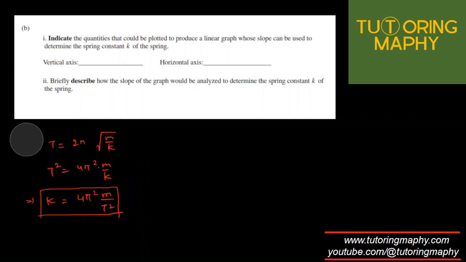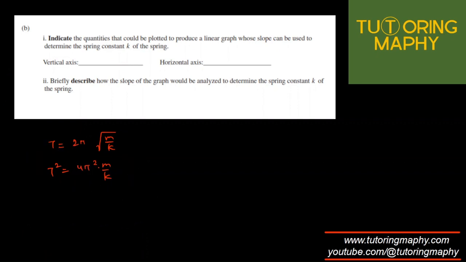Now, if we need the linear graph, let's stop here. In fact, let's multiply both sides with k. So kt square is equal to 4 pi square m. Let's flip it. So 4 pi square m is equal to kt square.